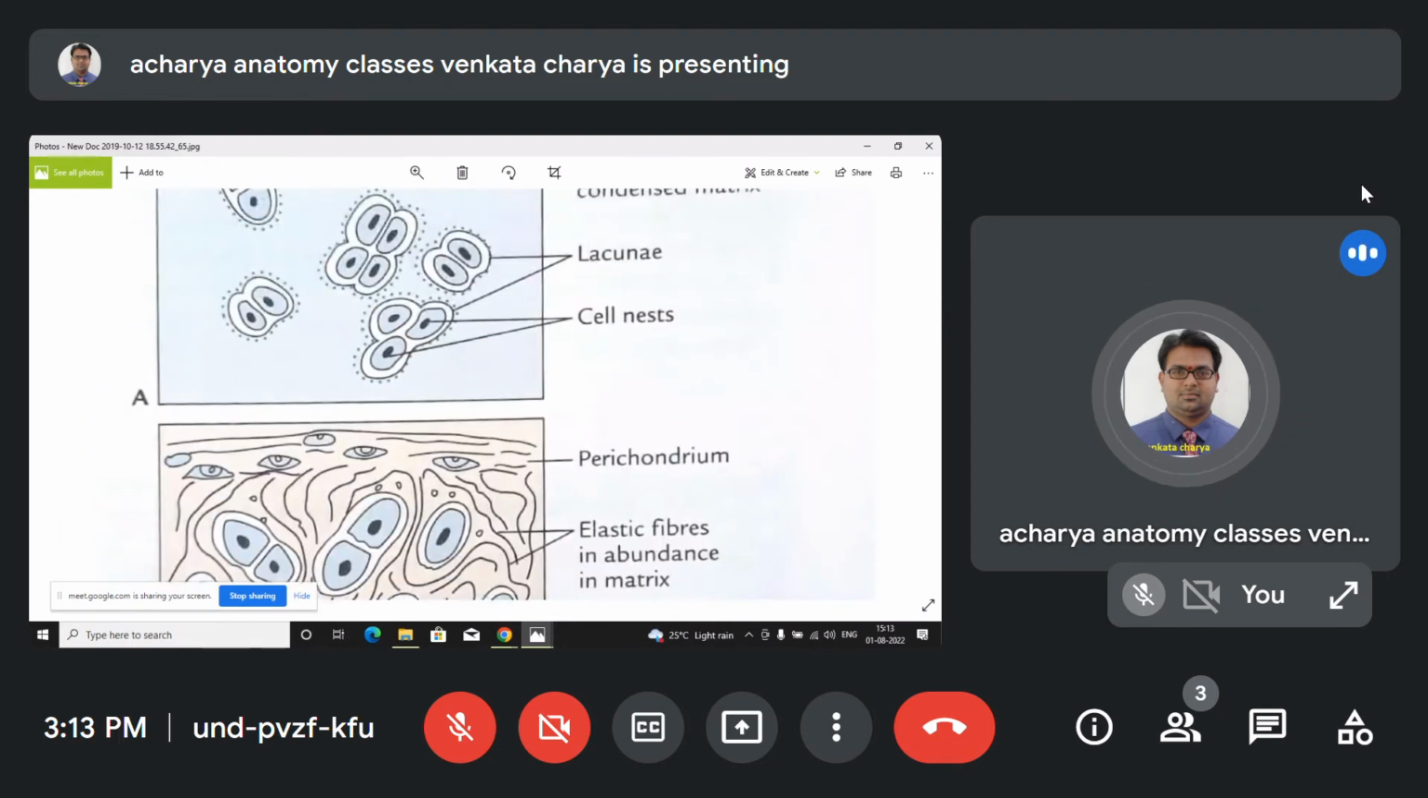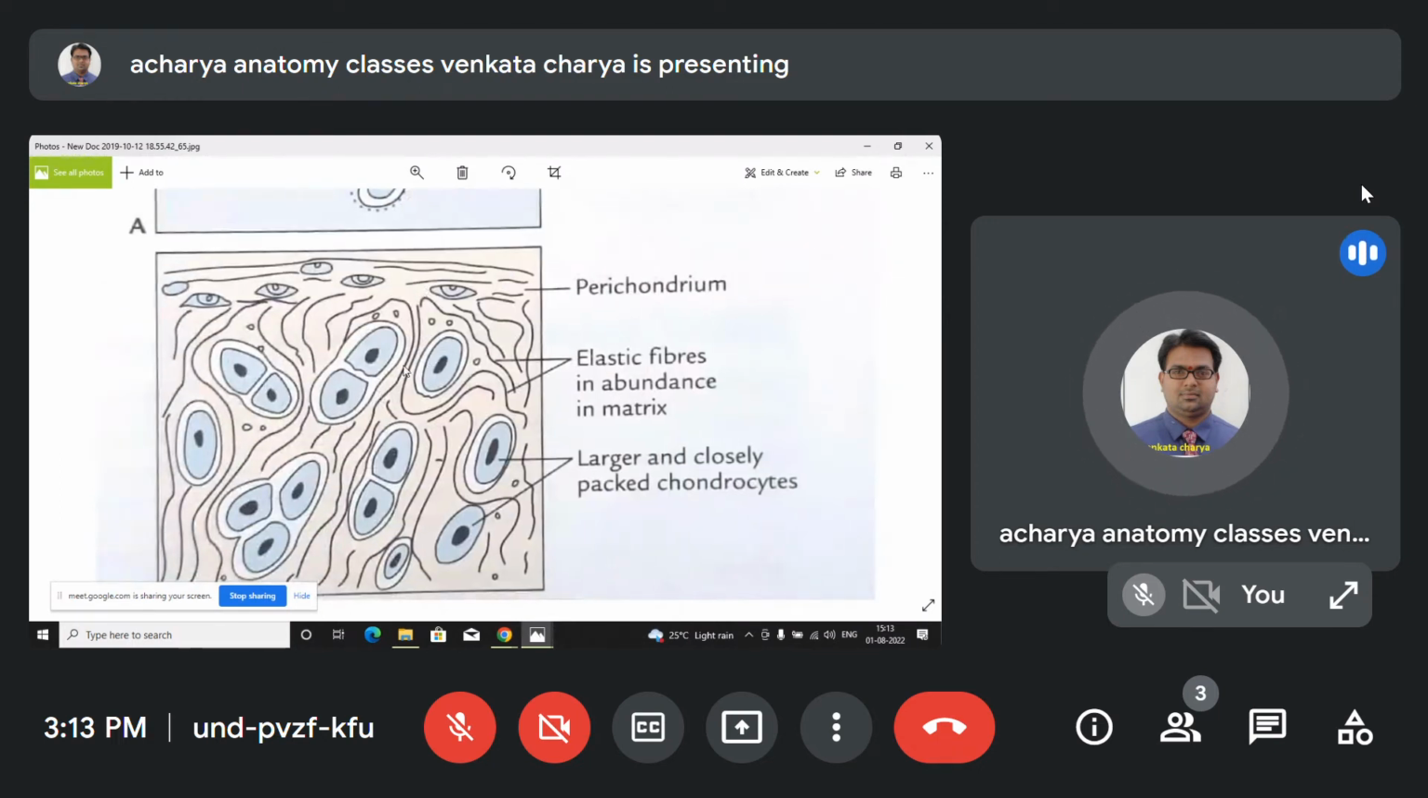So compared to hyaline, these cells are a little bit larger. Okay, large chondrocytes are present here. And perichondrium is also present. In the perichondrium there is the presence of cartilaginous cells, the chondrogenic layer. Chondro means cartilaginous, genic means development. Cartilage developing layer means chondrogenic layer. Okay.